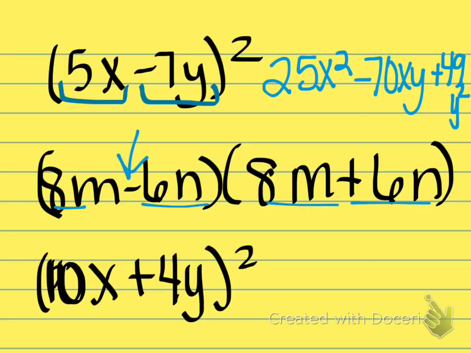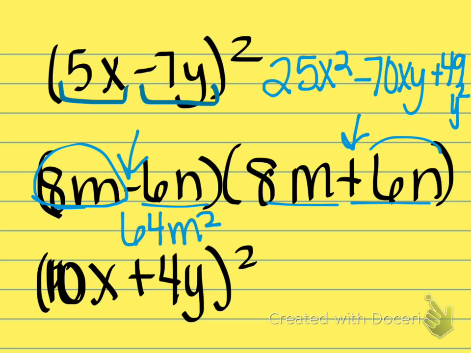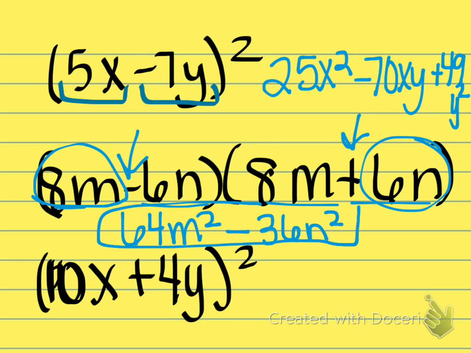All right, on the next one, I notice I have the same binomials, but I have one addition and one subtraction. So I know my middle terms are going to cancel out. So I'm going to square the first term. 8m times 8m is 64m squared. Square the last term. 6n times 6n is 36n squared. And I know they're being subtracted.